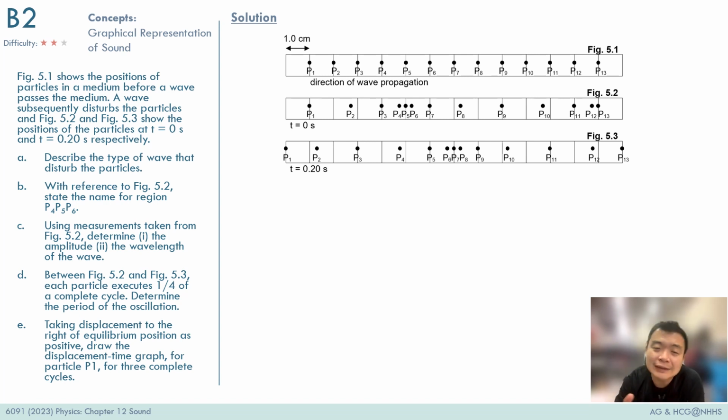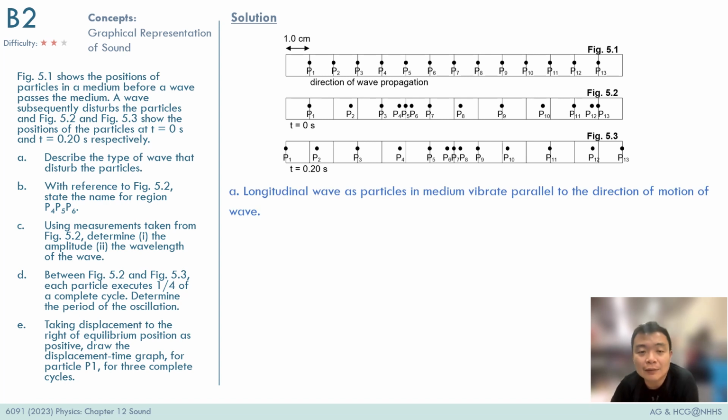So I've talked about this in a previous video also in the MCQ, and I'll repeat the same thing here also. So part A, describe the type of wave, not difficult. Longitudinal wave. Describe it in terms of the particles' motion. They are oscillating or vibrating parallel to how the wave is moving.